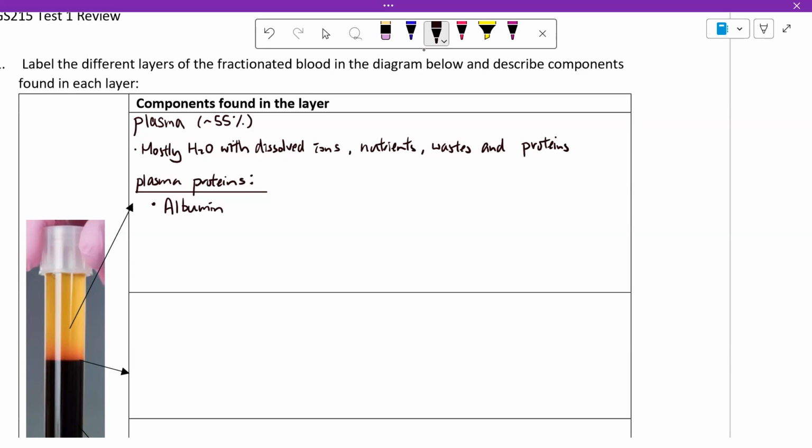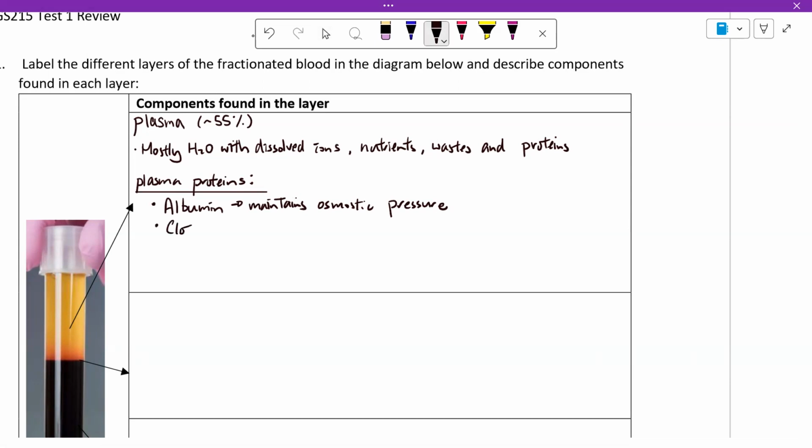At the time we learned that there are things like albumin. You might remember albumin is important for maintaining osmotic pressure. In other words, it keeps the fluid in the blood. Otherwise, it's going to start leaking out of the capillary, and that could create swelling, an accumulation of fluid.